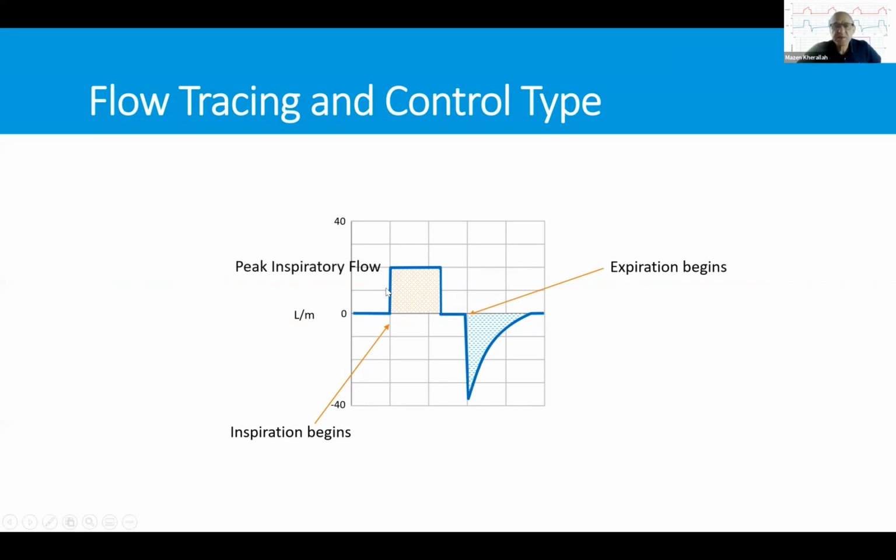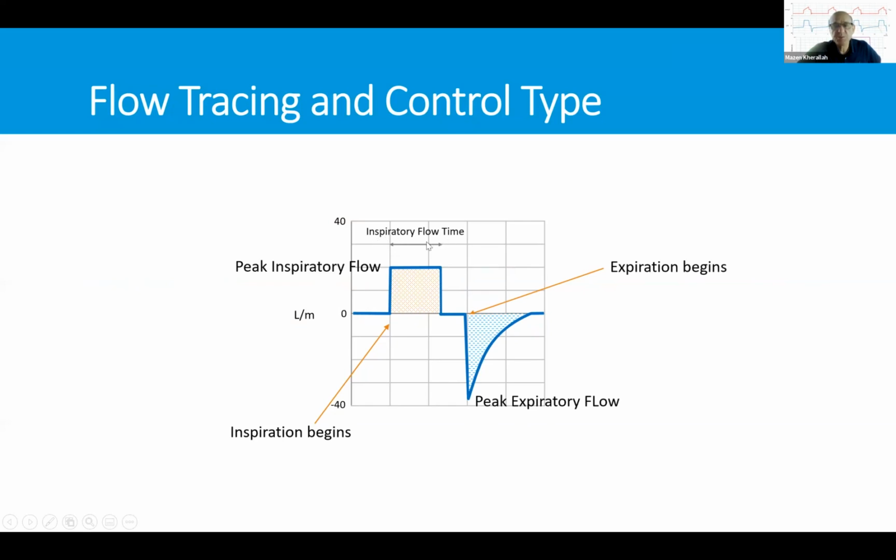This is the peak inspiratory flow, and in volume control mode of ventilation, it is determined by the operator. And this is the expiratory flow, or the peak expiratory flow. The area under the curve is the volume. And the time where the flow is happening, we call it inspiratory flow time.